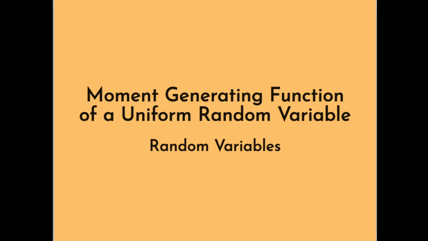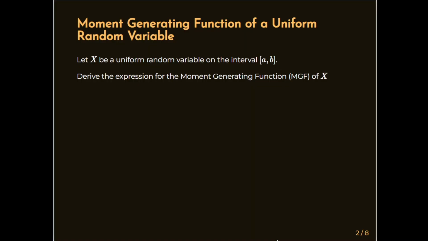Okay, in this presentation we are going to look at deriving an expression for the moment generating function of a uniform random variable. A uniform random variable being a continuous random variable. That's important. Okay, so here's the question: let X be a uniform random variable on the interval (a, b). Derive the expression for the moment generating function (MGF) of X.